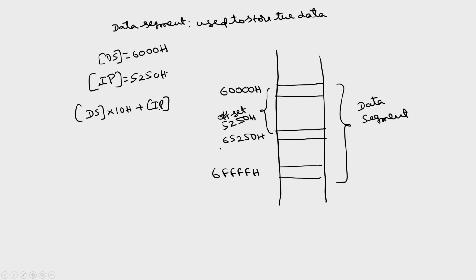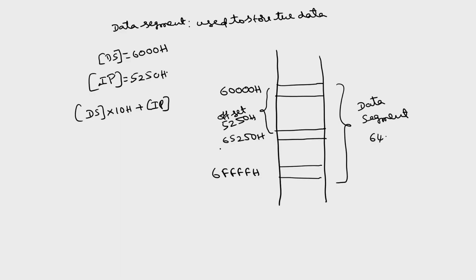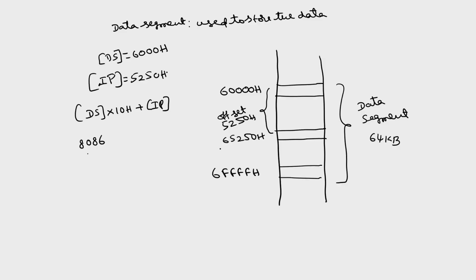There are some advantages of this memory segmentation. One is we can access 4 segments, each of a maximum of 64 kilobytes. So 4 into 64 kilobytes, 256 kilobytes of data can be accessed simultaneously. That is one advantage of this segmentation. Another advantage is that the same memory can be accessed by multiple users. The 8086 microprocessor can operate in maximum mode configuration, which is a multi-processor, multi-user configuration.